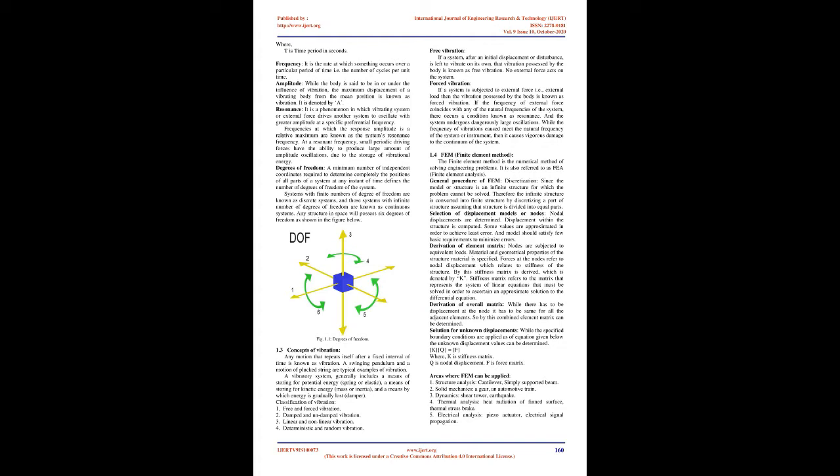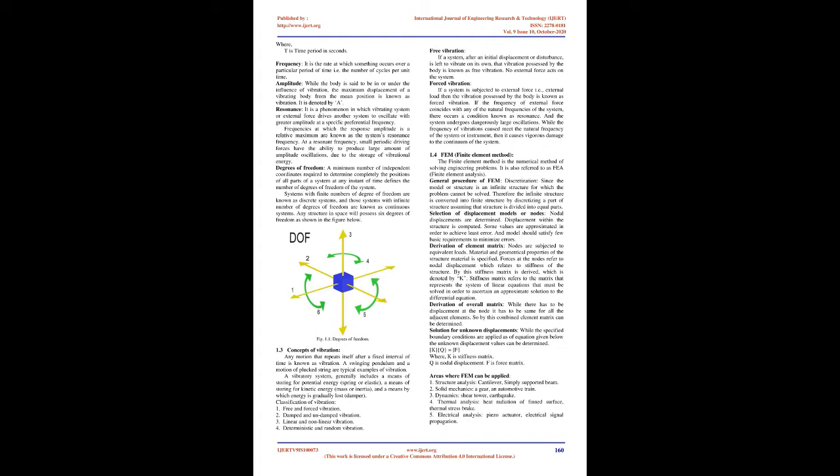1.3 Concepts of vibration. Any motion that repeats itself after a fixed interval of time is known as vibration. A swinging pendulum and the motion of a plucked string are typical examples of vibration. A vibratory system generally includes a means of storing potential energy, the spring or elastic element, a means of storing kinetic energy, the mass or inertia, and a means by which energy is gradually lost, the damper.